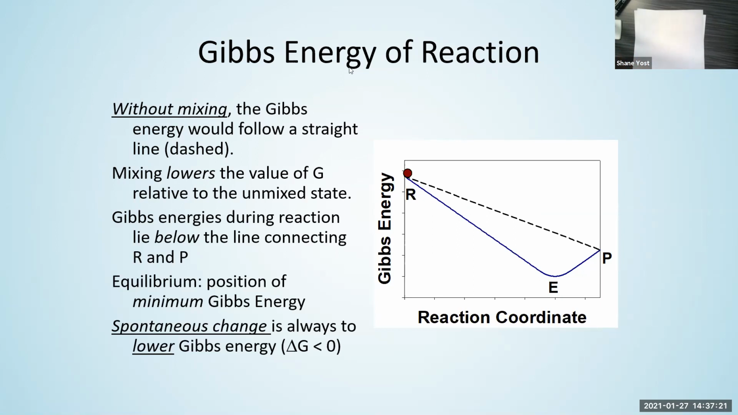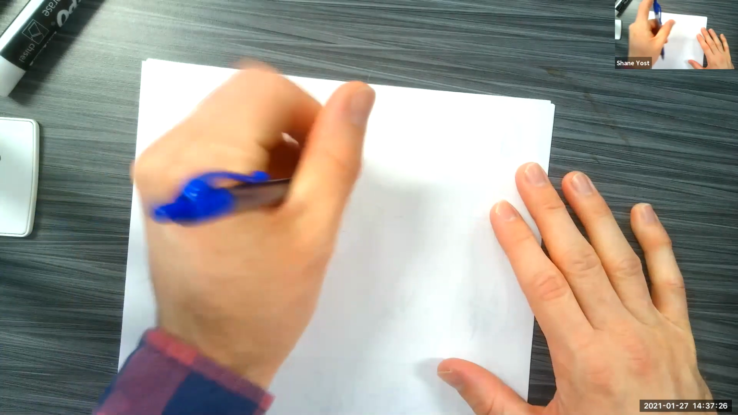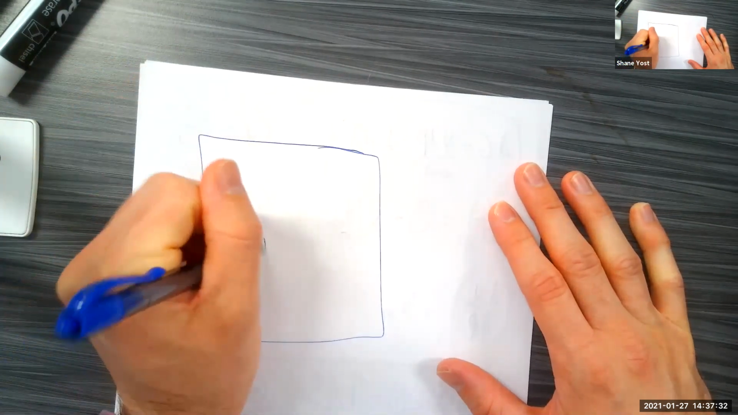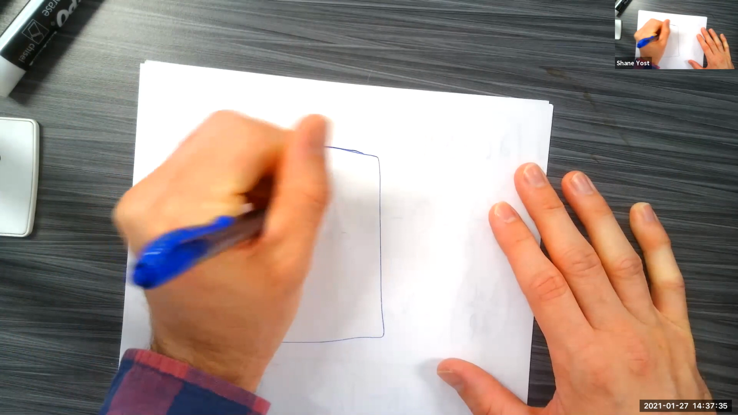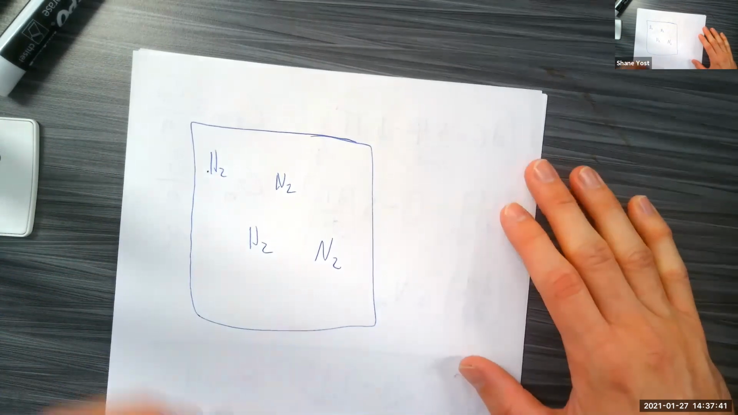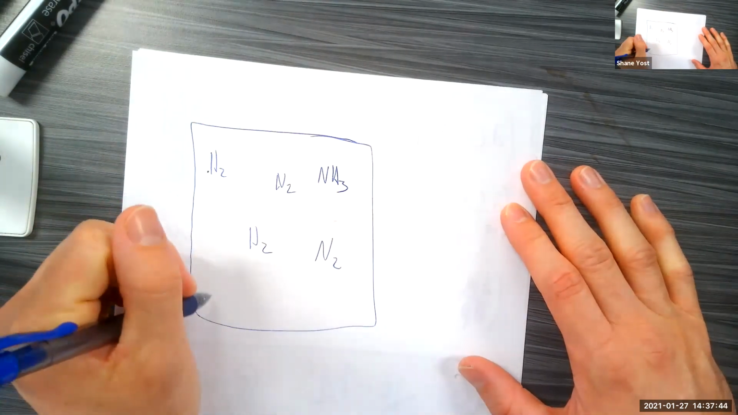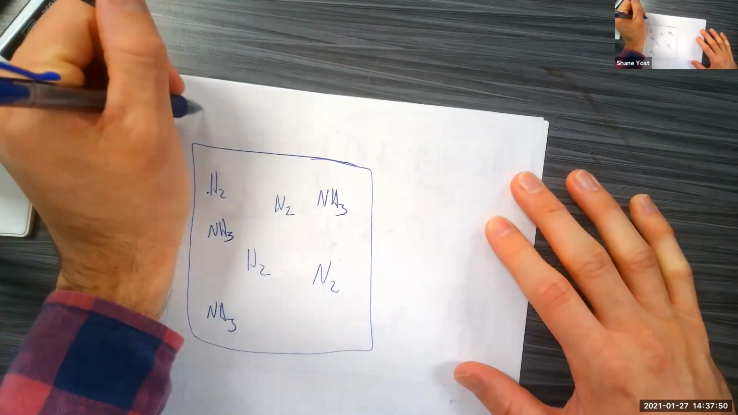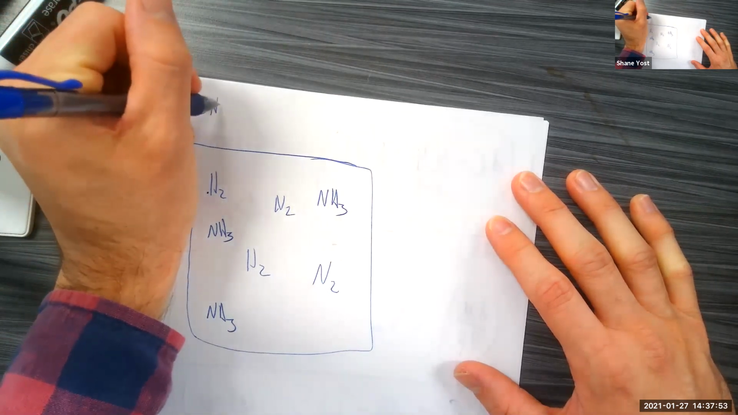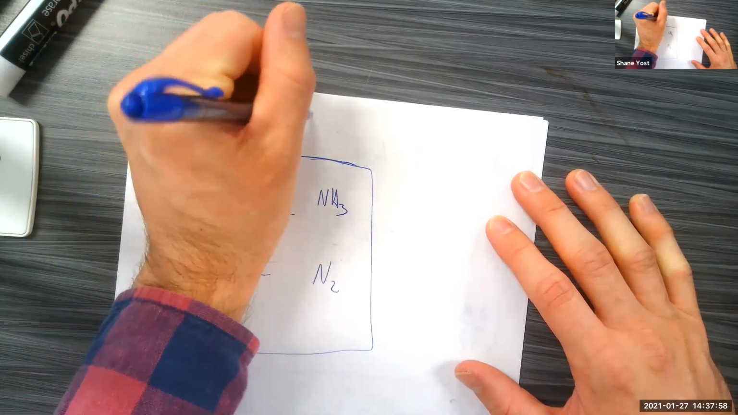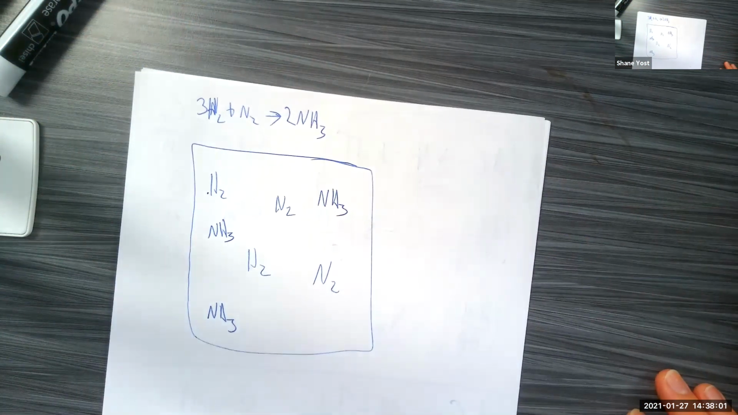One of those things is if you just have a big container. So let's pretend, I'll draw something here. I have some big container of H2s and N2s floating around. Initially, these will react with each other and form some NH3s. I have this reaction: 3H2 plus N2 goes to 2NH3.